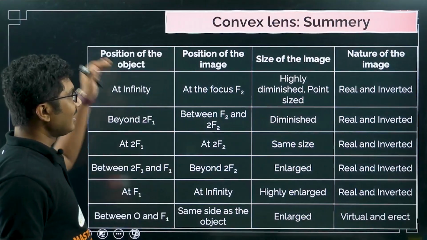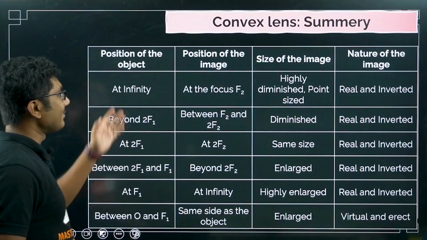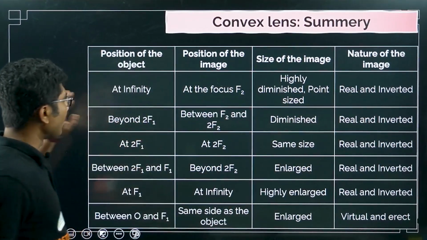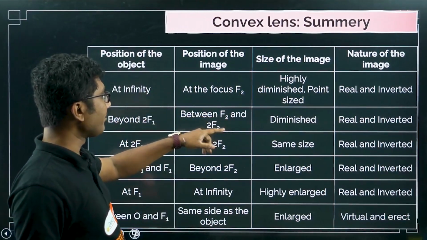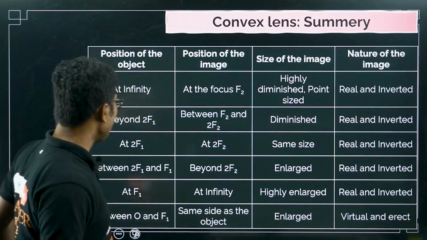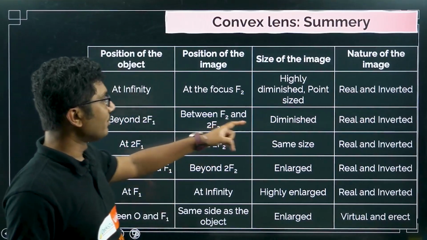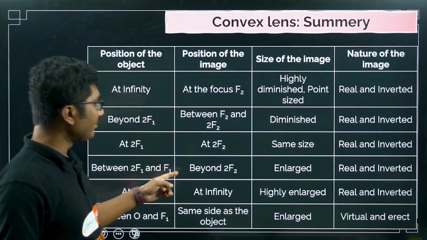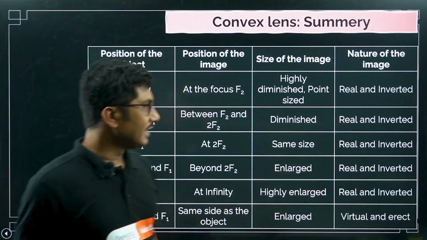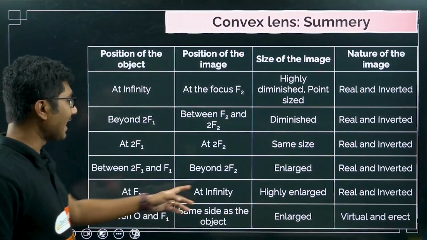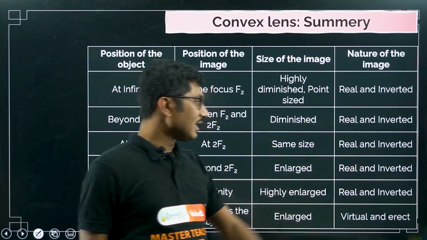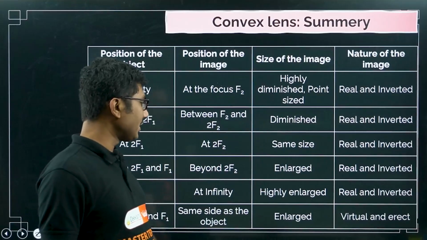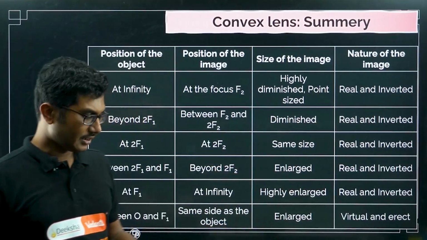So this is the table. You can remember the table: at infinity, at focus F2, highly diminished, point size, real and inverted; beyond 2F1, between F2 and 2F2, diminished, real and inverted; at 2F1, at 2F2, same size, real and inverted; between 2F1 and F1, beyond 2F2, enlarged, real and inverted; at F1, at infinity, highly enlarged, real and inverted; between O and F1, same side as the object, enlarged, virtual and erect.